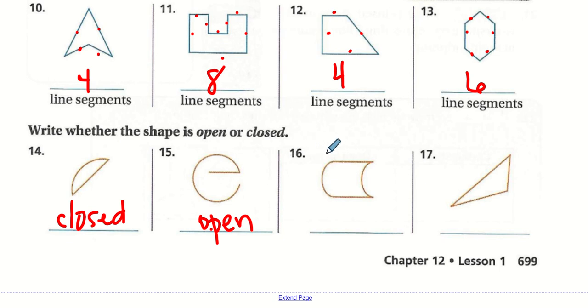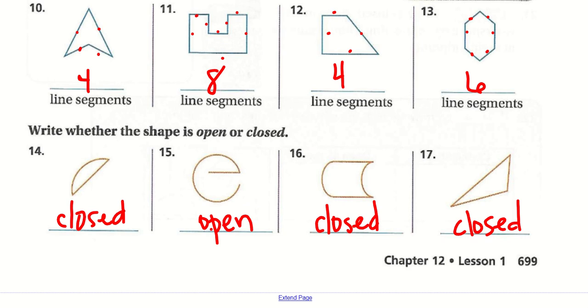Okay, number 16, I can see I would have to cross a line to get into it, which means it is a closed shape. Number 17 also has no gaps or openings. I'd have to cross a line to get into the middle of it, which makes it also a closed shape. So 14, 16, and 17 were all closed. Number 15 was the only one that was open in this group.